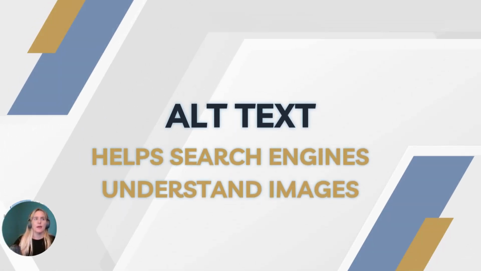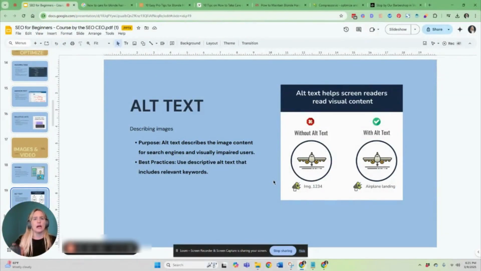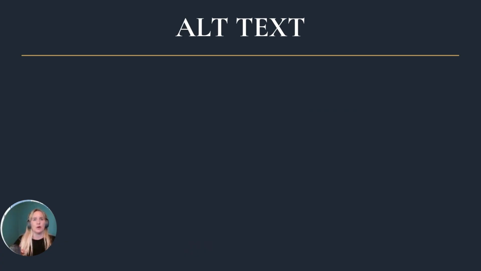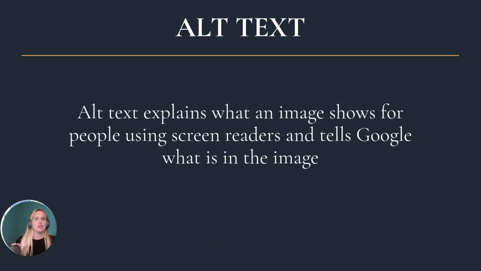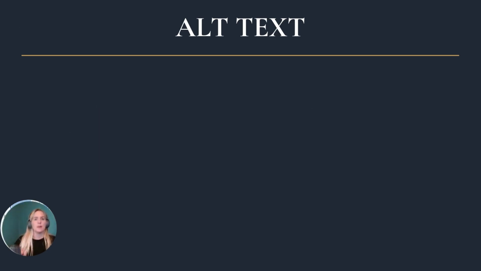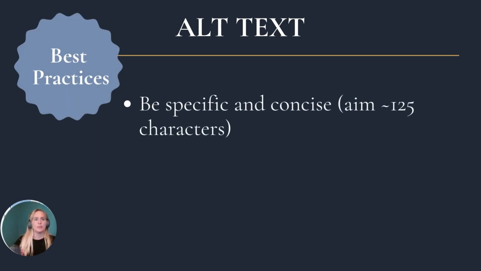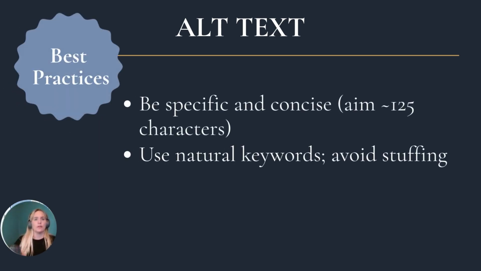Hey guys, welcome back. And now we're talking about alt text. And all alt text is describing images. The purpose of alt text is to describe the image content for search engines and visually impaired users. The best practice for alt text is to use descriptive alt text that includes relevant keywords.